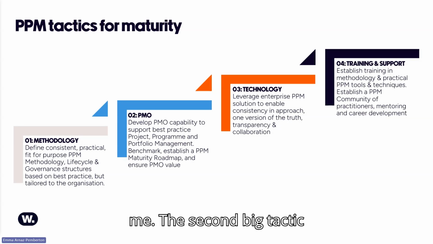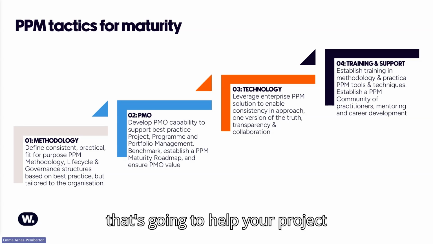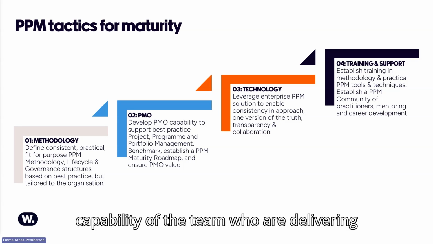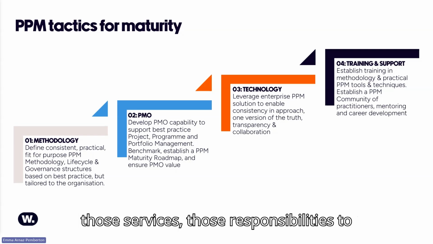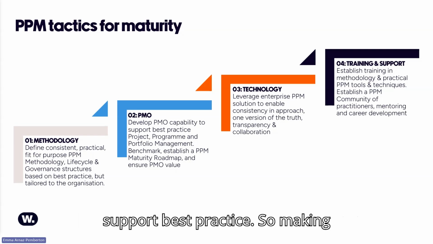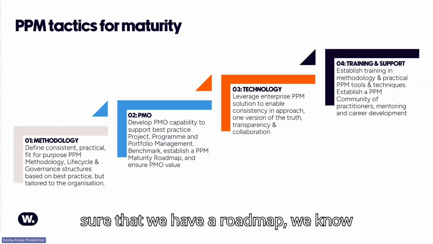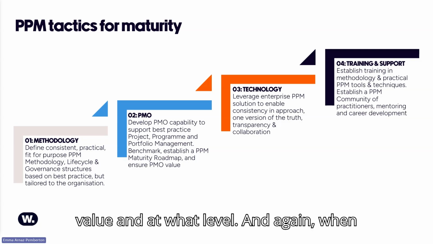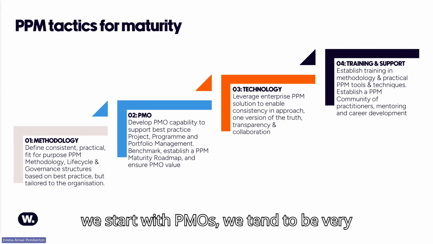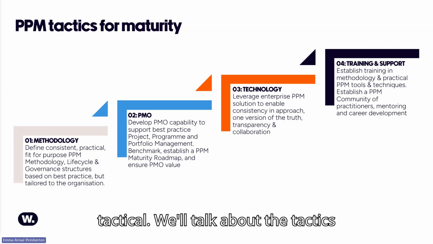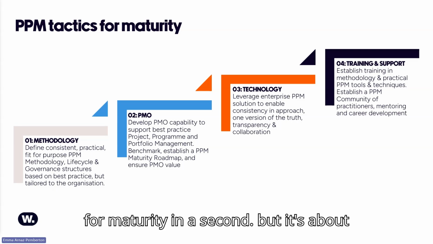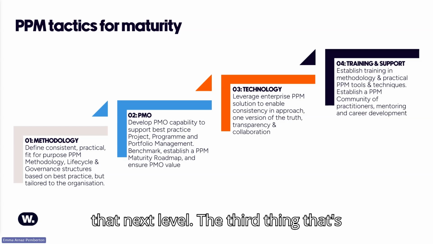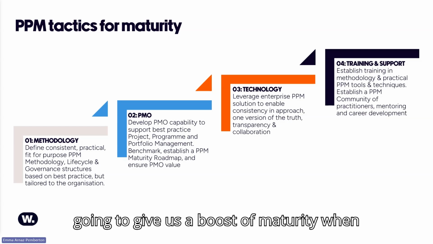The second big tactic that's going to help your project management maturity is to actually have a PMO of sorts. So developing the capability of the team who are delivering those services, those responsibilities to support best practice. So making sure that we have a roadmap, we know where we're going, and ensuring that we are able to know what and where we can add value and at what level. And again, when we start with PMOs, we tend to be very tactical, and we'll talk about the tactics for maturity in a second, but it's about understanding where we are and how we develop our existing capability to get to that next level.